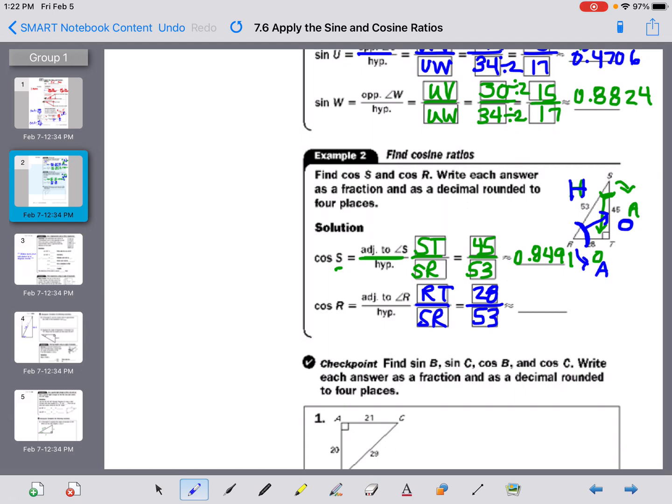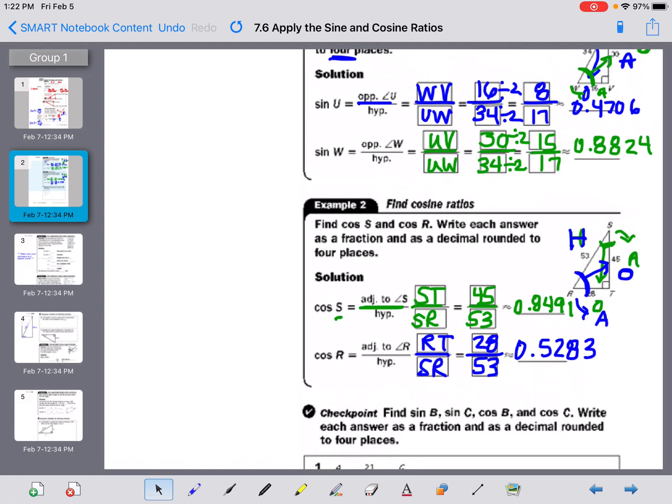Again, I don't think that reduces at all, so I'm just going to do 28 divided by 53 for my decimal, and I get 0.5283, okay? All right, one thing I want you to notice before we move on, my decimals. Are they ever bigger than 1? I just did 2 sines, 2 cosines, and every one of my decimals is smaller than 1.